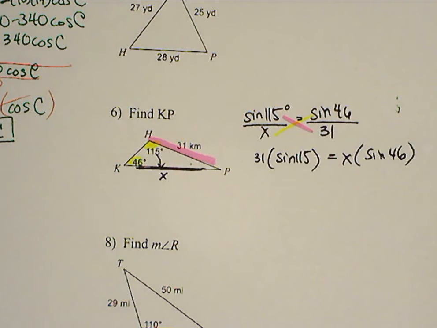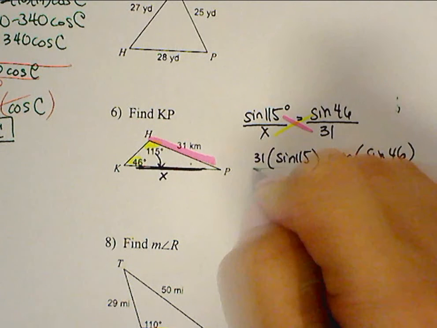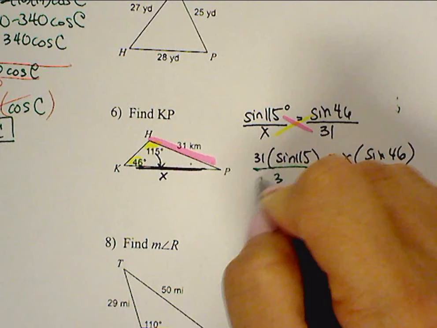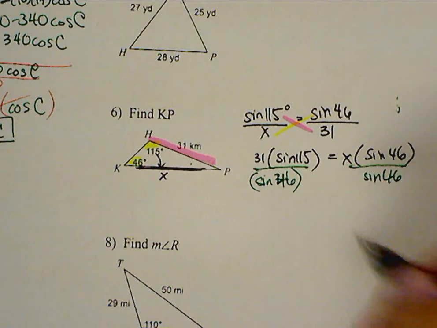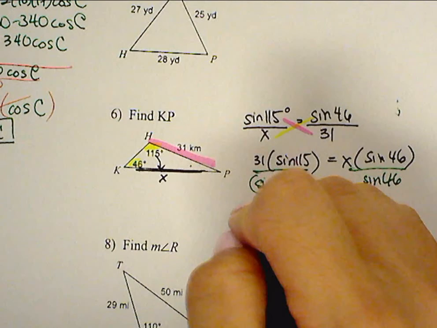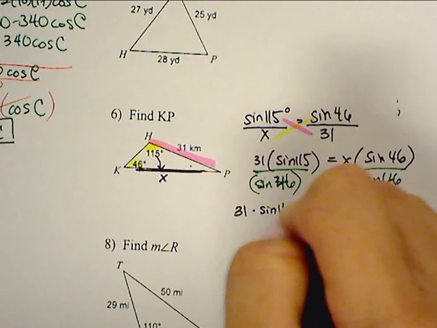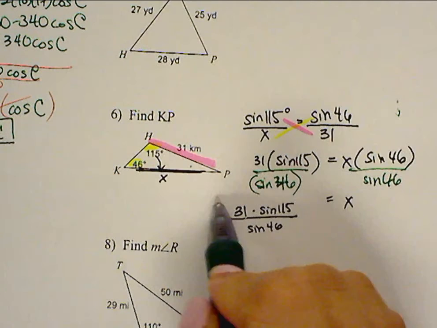So to get x by itself, what should I do? Divide by sine of 46 on both sides. And so if that cancels out, I get x equals, and that's my answer. And you know, I feel like a kid like Pablo would just like to leave this. And that's okay if you don't have a calculator.